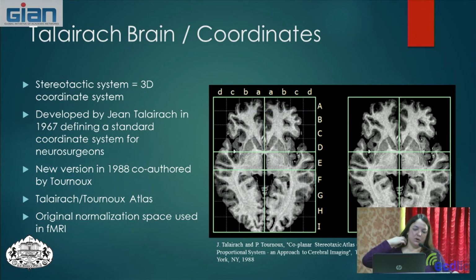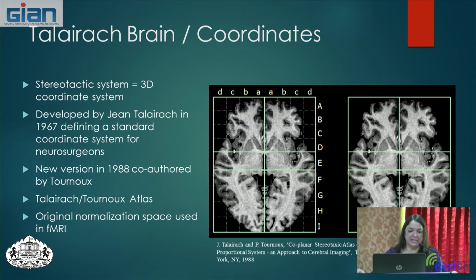So a stereotactic system is a 3D coordinate system, and again, this was developed by Talairach and Tournoux in 1967, and this was a standardized coordinate space designed for neurosurgeons. So he designed this, and then they wrote a book about it in 1988. So it wasn't too old of a reference system.